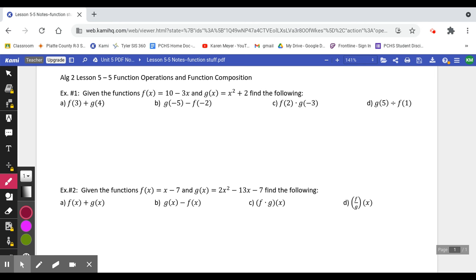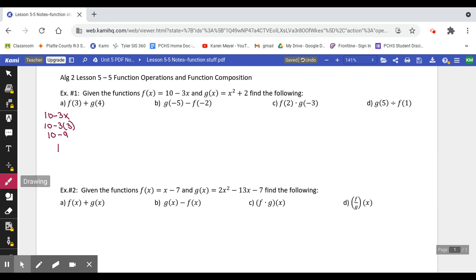So f of 3, that means look at the f function, and wherever you see x, you're going to replace it with the number 3. So here's my f function, 10 minus 3x. Then I'm going to go through and replace the x with 3. So I got 10 minus 3 times 3. Just 10 minus 9, and I get 1.